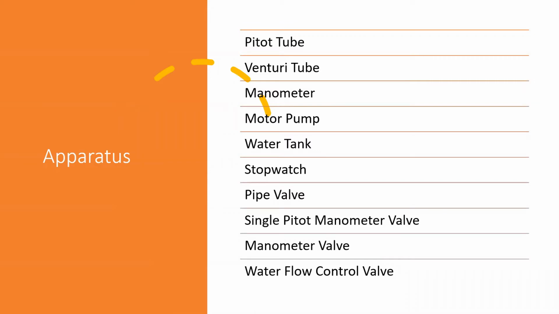So the first part is the apparatus needed to set up the experiment. The first is the pitot tube, then the venturi tube, manometer, motor pump, water tank, stopwatch, pipe valve, single pitot manometer valve, and lastly the water flow control valve.